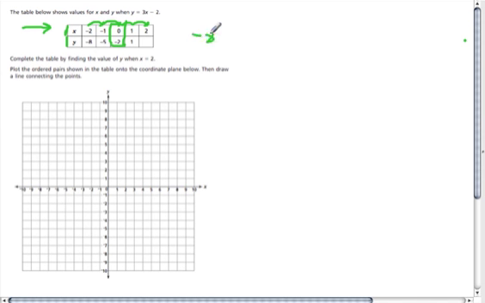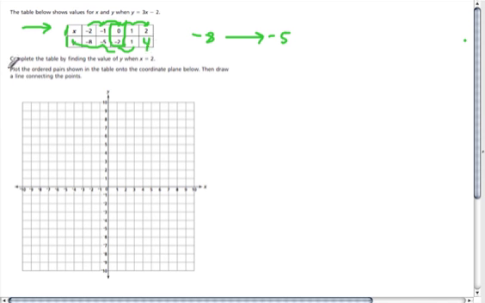Y goes from -8 all the way to -5. So that's a distance of 3. And then it does it again. It goes up another 3 here, and then another 3 here. So every time x goes up by 1, y goes up by 3. So if I have 1 here, the next value has to be 4.